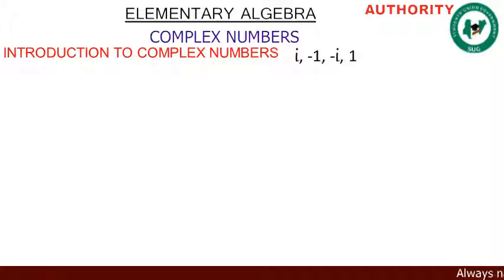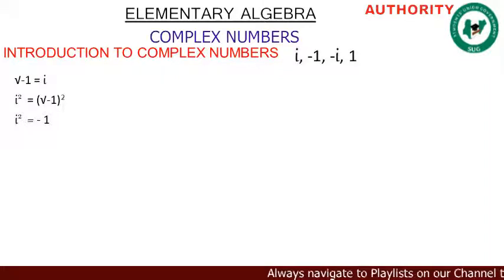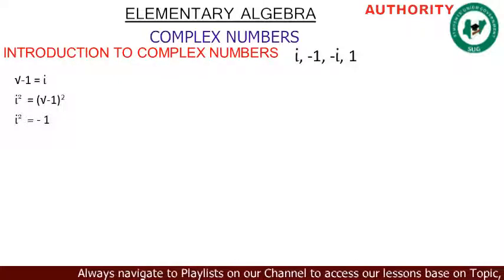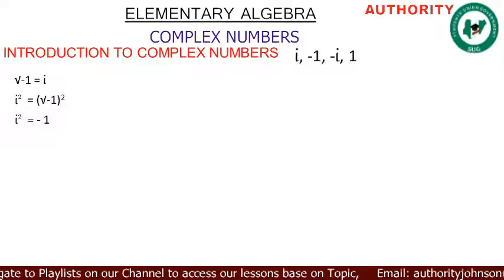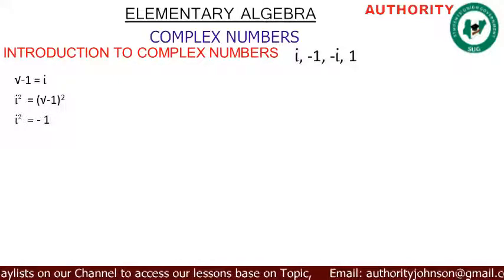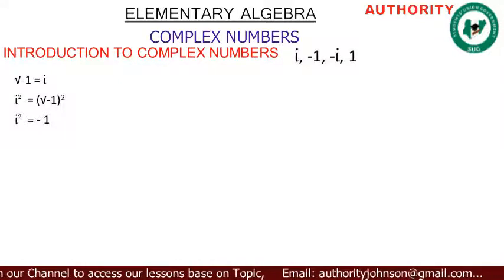Now what of when you have i squared? What are we going to have? When you have i squared, that means we're going to take the square of it. So when you take the square of it, you discover that the square outside will cancel the square root inside. So i squared will give you minus 1. So we say that i is equal to the square root of minus 1, and then i squared will give you minus 1.